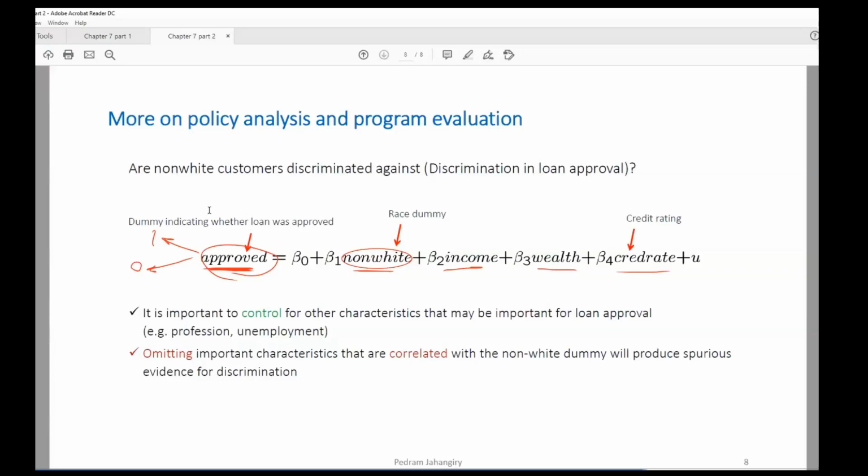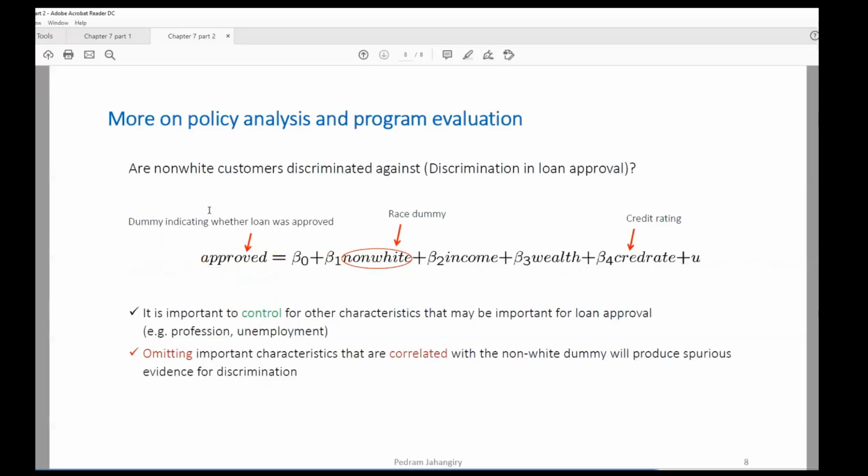Okay, so it is important to control for other characteristics. Do you remember, in the last class, we only regressed wage on female, and the effect of wage discrimination was huge. But when I controlled for more explanatory variables, the impact got smaller and smaller. So it is important to control for other characteristics, okay? Also think of this idea: omitting important characteristics that are correlated with the non-white dummy variable will produce spurious evidence of discrimination. Basically, there may be something you are leaving out that was highly correlated with your race dummy, and it's going to make this coefficient biased.